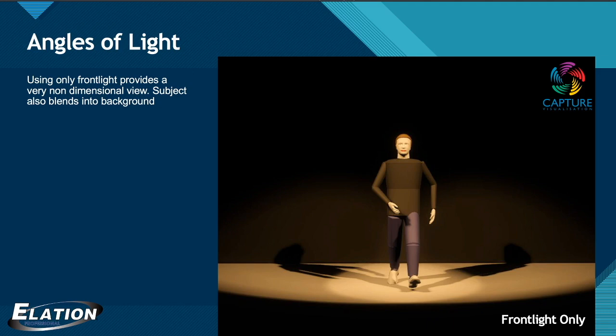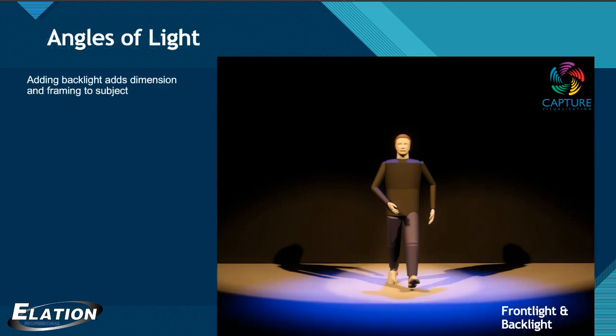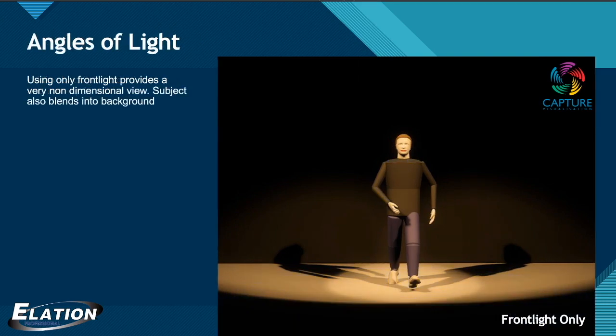So we can see the individual, they are well lit, however, there's not a lot of depth and dimension to the stage picture. So what we can do is add a blue backlight. It helps to frame the shoulders, frame the arm, and the head. It helps to bring that individual out from the background and makes them more dimensional, makes the picture more dimensional, as you can see.